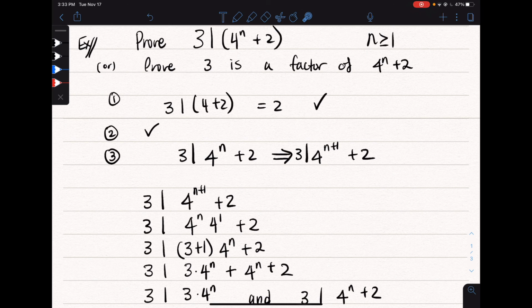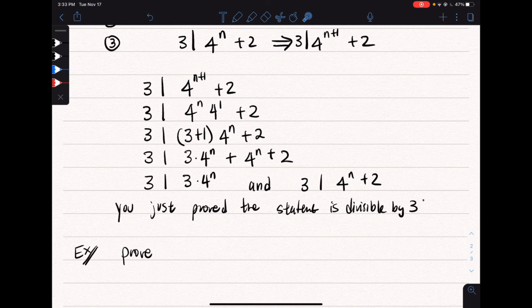The second step, of course, is just assume the statement is true. And the third step is to prove that the statement is true for the next iteration. So we're going to take this equation, we're going to make it look like this. So let's start. We can just kind of take this as it is and put it here. We have to prove that this iteration is divisible into 3.